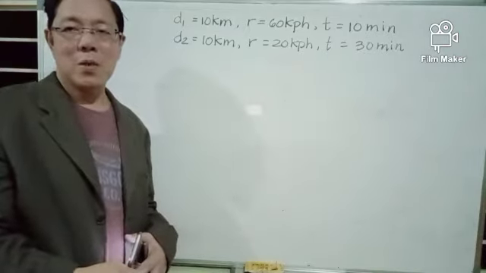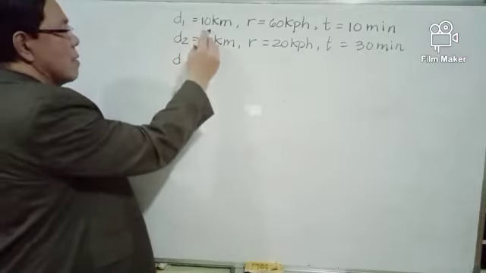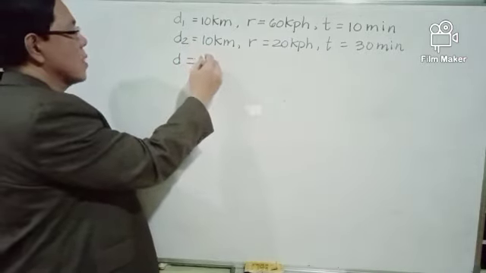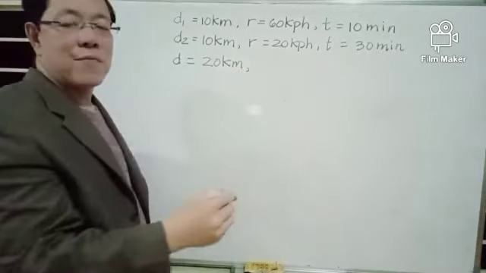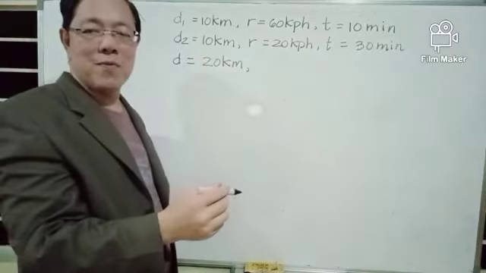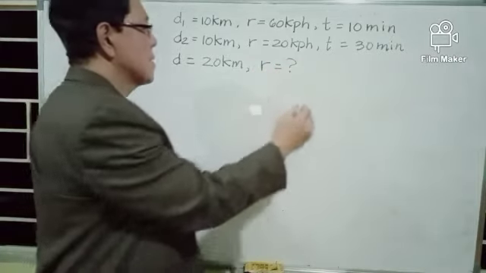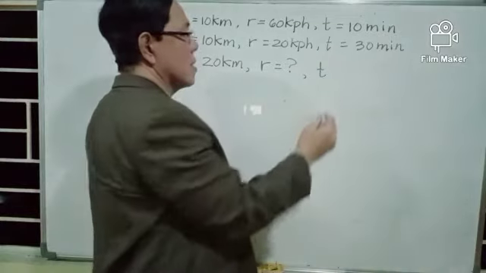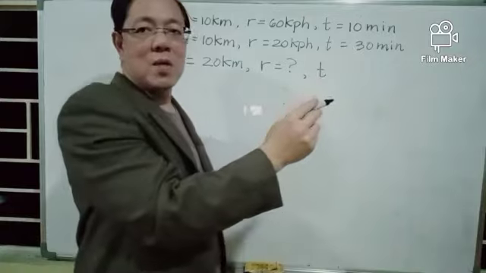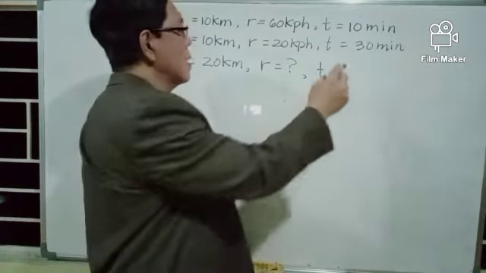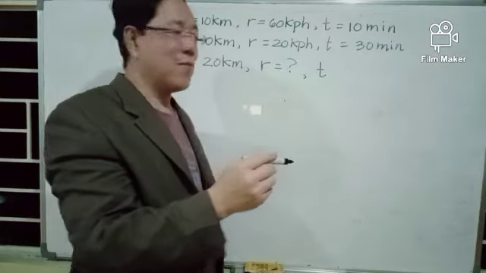For the whole trip, the total distance traveled is 10 kilometers plus 10 kilometers is 20 kilometers. And for the whole trip, we want to find the average speed R. And for the whole trip, the total time traveled by the man is 10 minutes for the first 10 kilometers and 30 minutes for the second 10 kilometers, or a total time of 40 minutes.